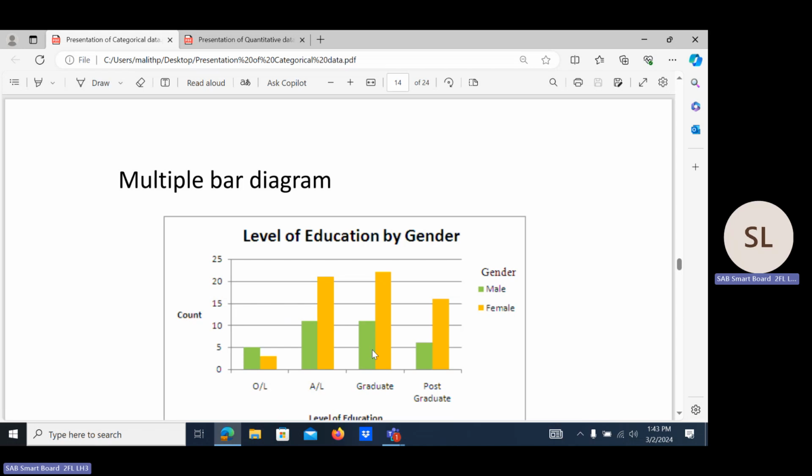Okay, in here, the first one is the O-level category: 5 are male, 3 are female. In the O-level category, most of them are male. Okay, we can write it now. Then in the A-level category, most of them are female. Using the multiple bar diagram, we can do the direct comparison between the two values. Okay, understood?